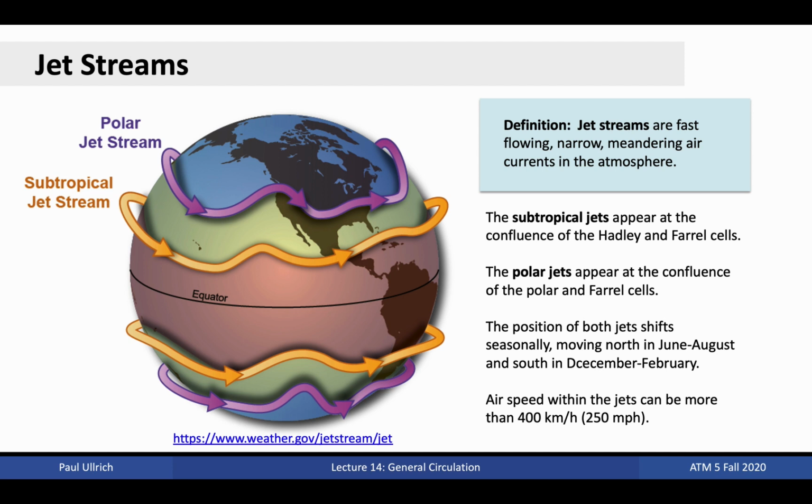As with the circulation cells, the position of these jets shift seasonally, moving north in the northern hemisphere summer and south in the northern hemisphere winter. The airspeed within these jets can be more than 400 kilometers per hour, or 250 miles per hour. Jet streams are very important for air travel, as they greatly shorten travel times from west to east and increase travel time from east to west.